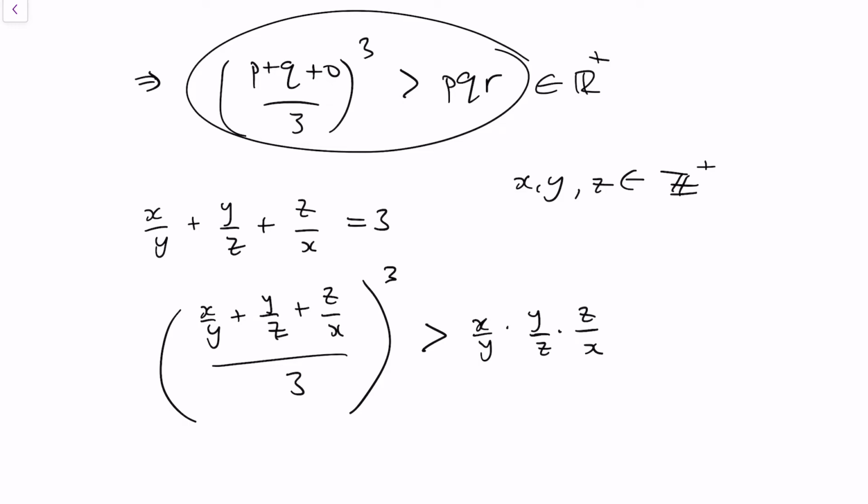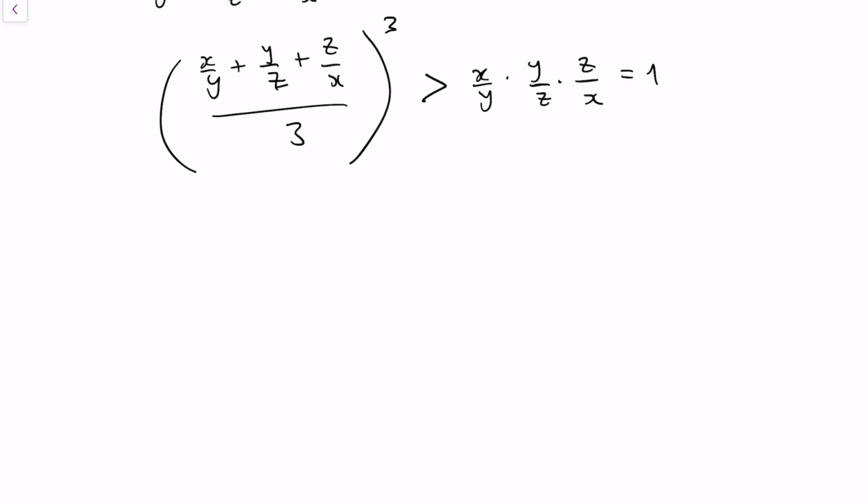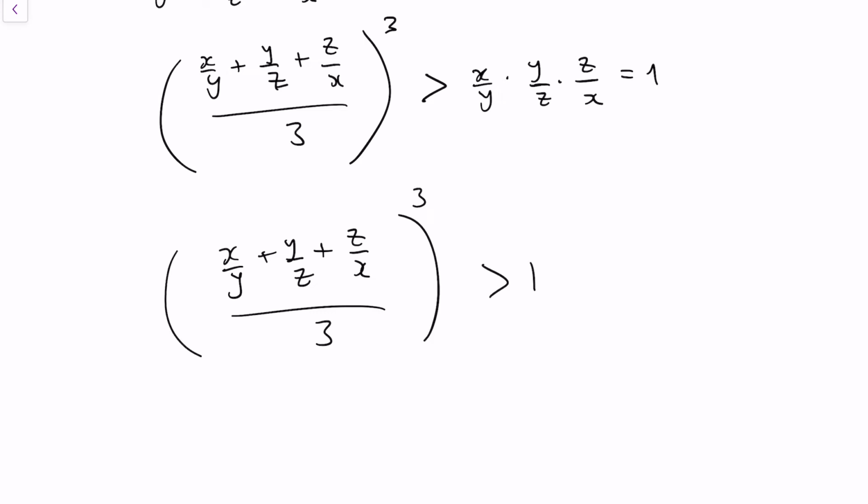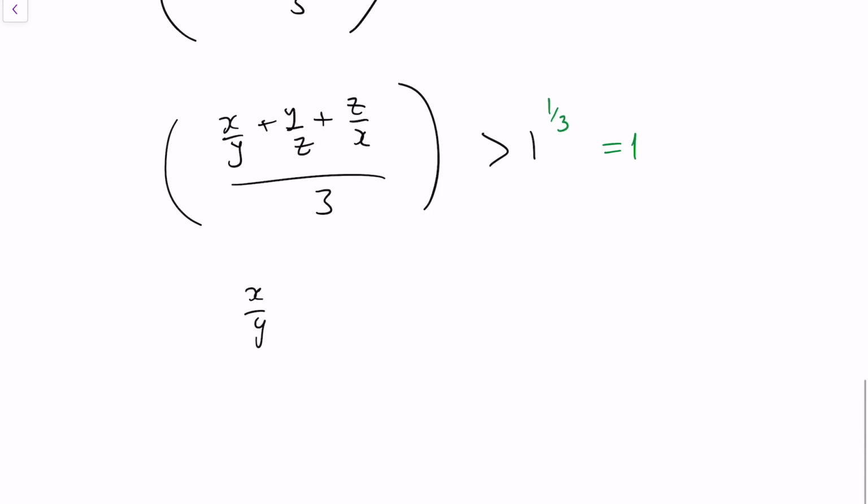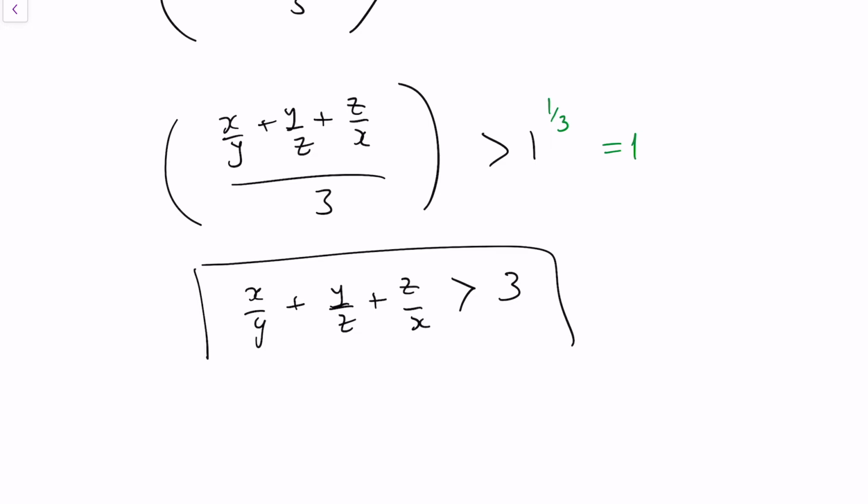But notice x over y times y over z times z over x is simply 1, right? Okay, so we have (x over y plus y over z plus z over x) divided by 3 is greater than 1. Well, if we take the cubic root of both sides, we will have a third there, which is just, again, 1. So in other words, we have x over y plus y over z plus z over x is greater than 3, if you multiply both sides by 3. So that is the result we have.